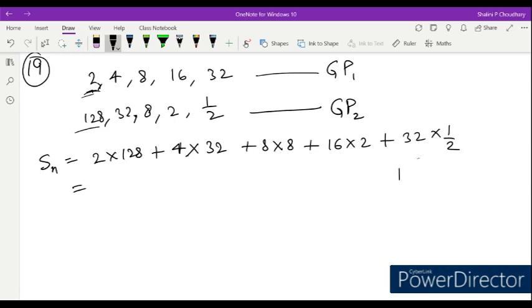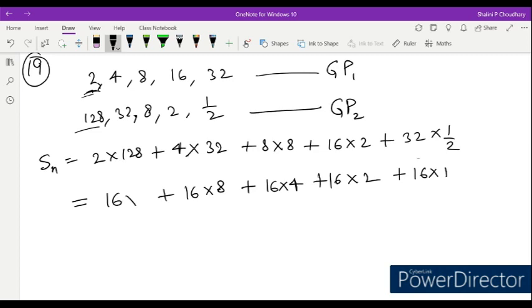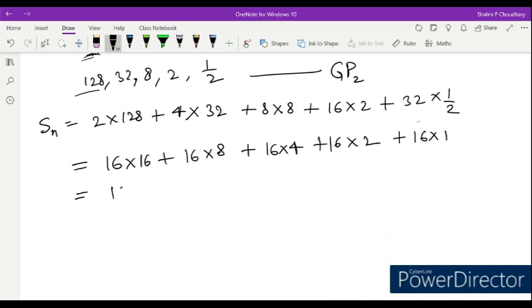So can we write 2 into 128 as 16 into 16, and 4 into 32 is 128, that is 16 into 8, and 8 into 8 is 64, so we can write 16 into 4, and 16 into 2 is 32 so 16 into 2, and 32 into 1 upon 2 is 16 into 1. So now what we can see, here if we take 16 common, we'll get 16 times 1 plus 2 plus 4 plus 8 plus 16, which can be written as 16 plus 8 plus 4 plus 2 plus 1.